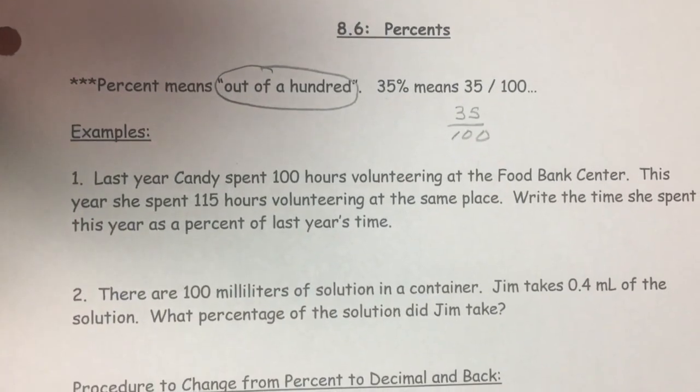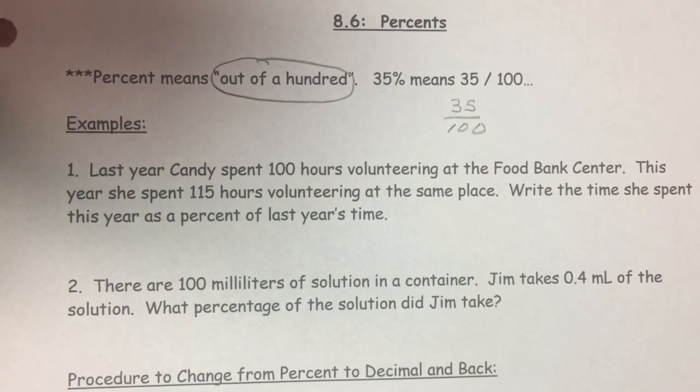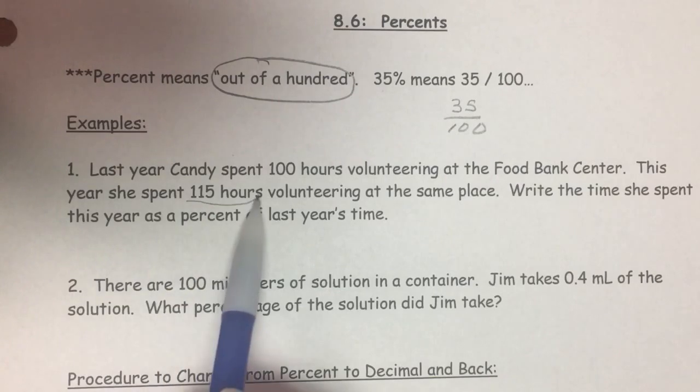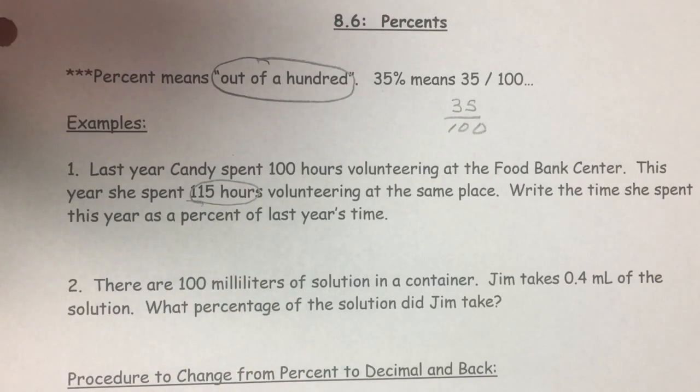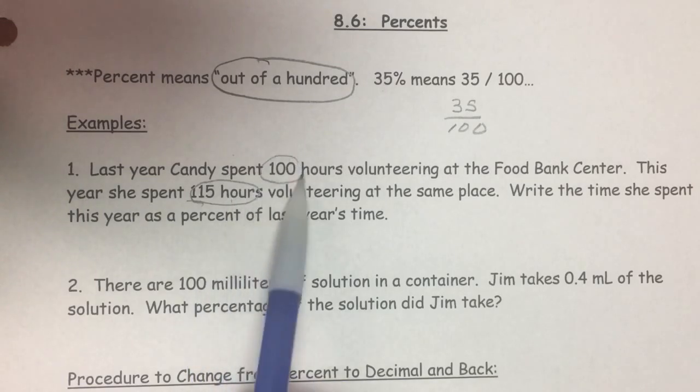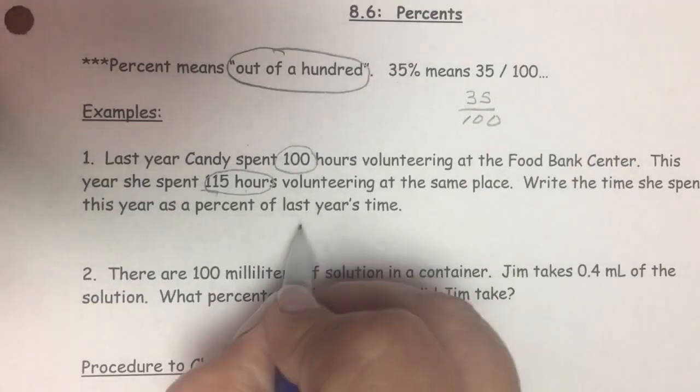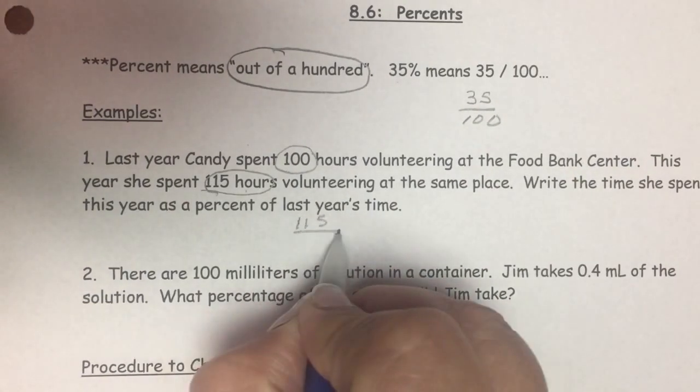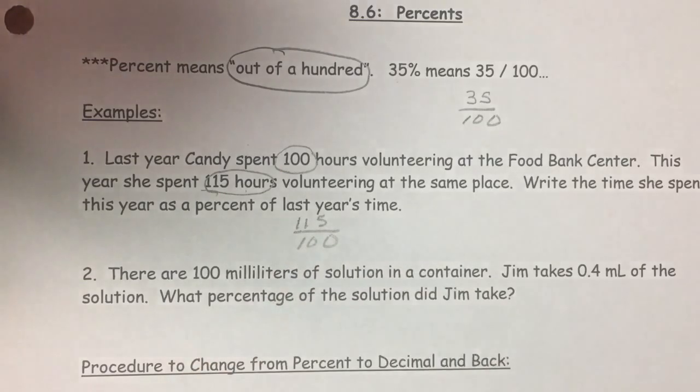So if we look at these first couple of examples, and please do not overthink these examples, they're all based on the fact that the percent is just a number out of 100. Last year, Candy spent 100 hours volunteering at the food bank center. This year, she spent 115 hours volunteering at the same place. Write the time she spent this year as a percent of last year. Well, she spent 115 this year out of 100 last year.